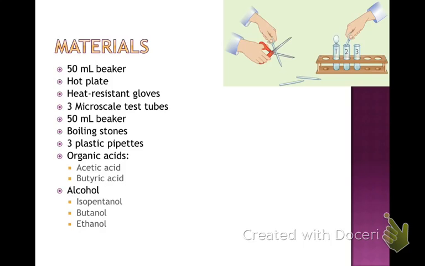Your alcohols are isopentanol, butanol, and ethanol, and those should be at your stations or in your lab kits. We'll also need sulfuric acid. This is a really concentrated sulfuric acid, so wear gloves for this one. It can be very corrosive, and this will be in the fume hood.